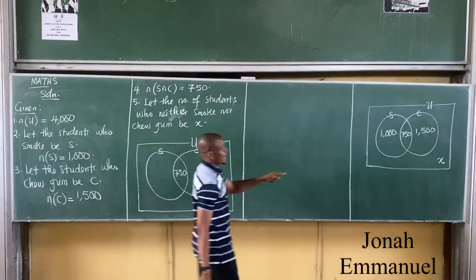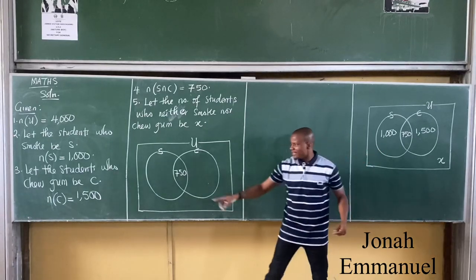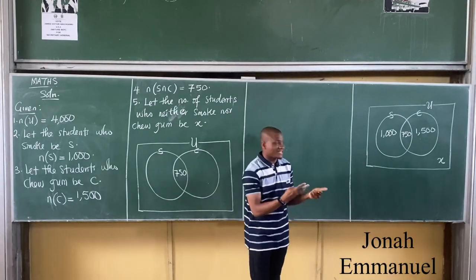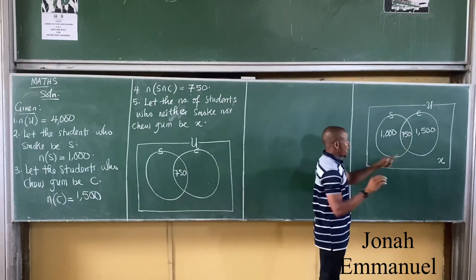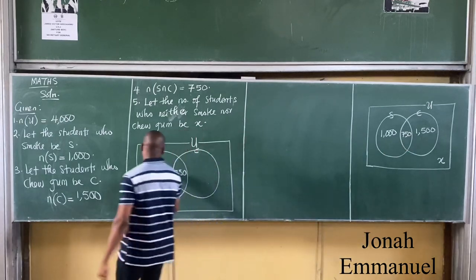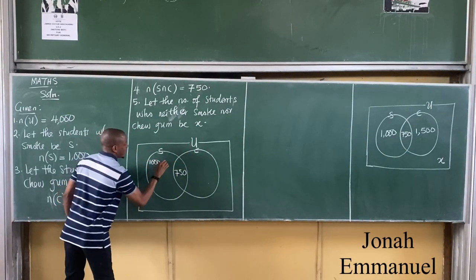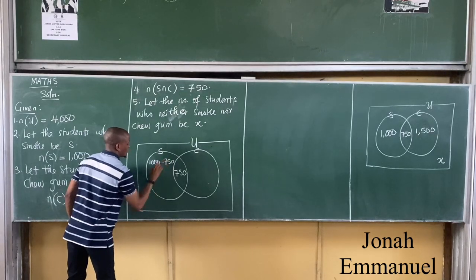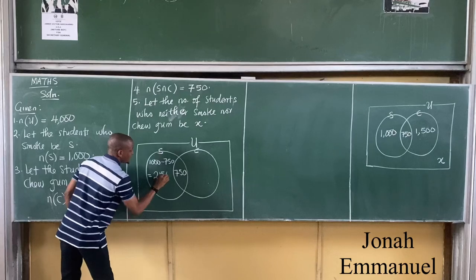For this part here, in my Venn diagram, it will change. How do you get this part in the Venn diagram? It's as easy as this minus this, that's all. I'm having 1000, I'm having 750. So for my Venn diagram here, it becomes 1000 minus 750. Please give me the value. So this becomes my Venn diagram value.